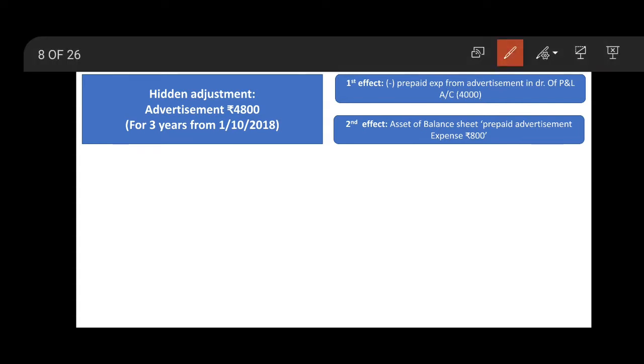How will you identify? It is written for 3 years from 1/10/2018. What will we do of this? This 4800 is for 3 years. Therefore, we'll calculate it for 1 year. 4800 for 3 years. So how much will be for 1 year? Cross multiplication.